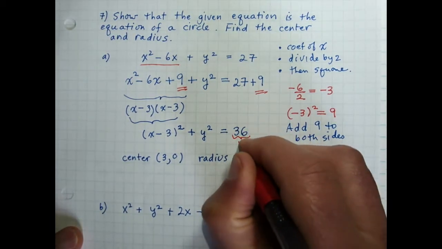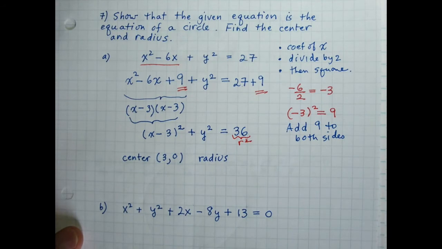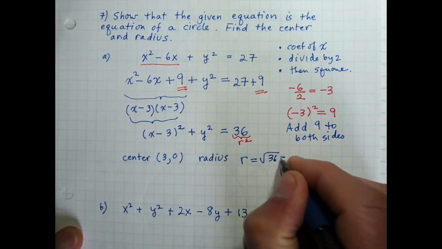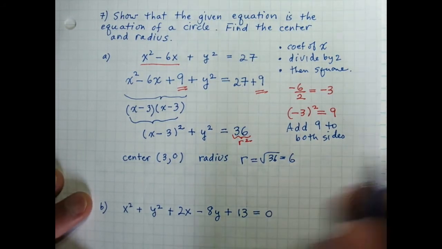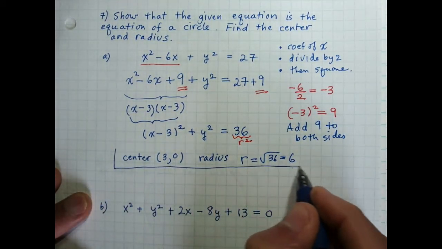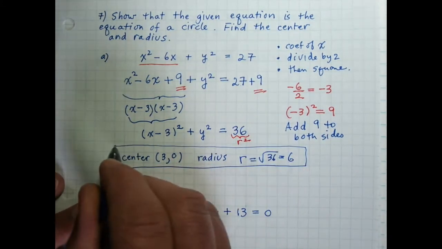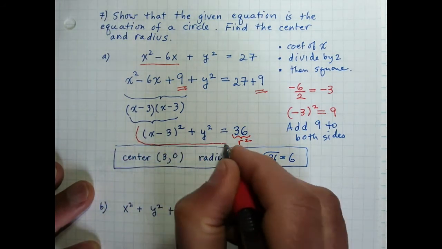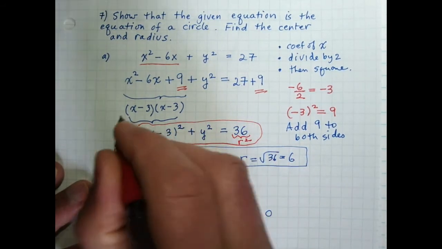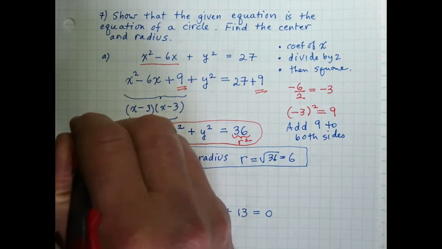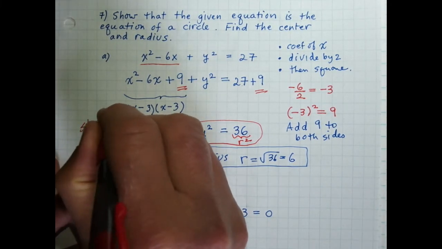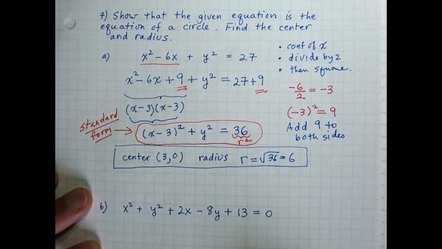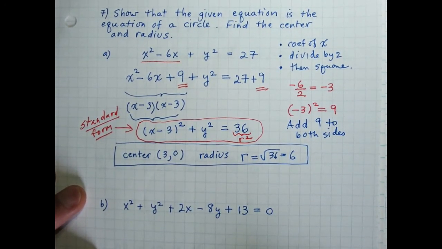Just notice this is r squared, so our radius r is the square root of 36, which is 6 units. So we found the center and radius of that circle. Just notice that this form of the equation is what we'd call the standard form. So we put the equation in standard form so that we could see what the center and the radius were.